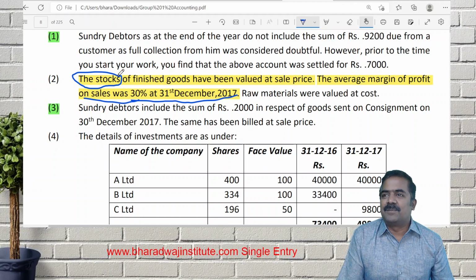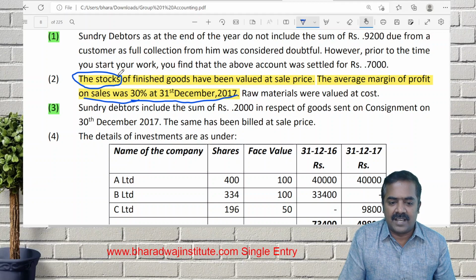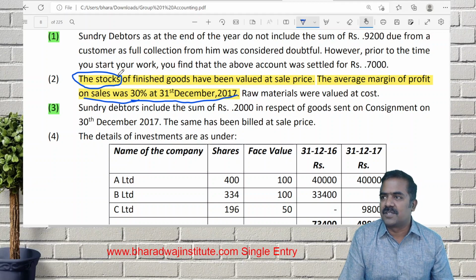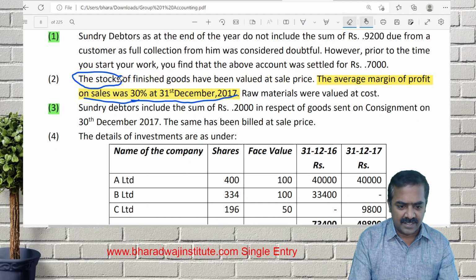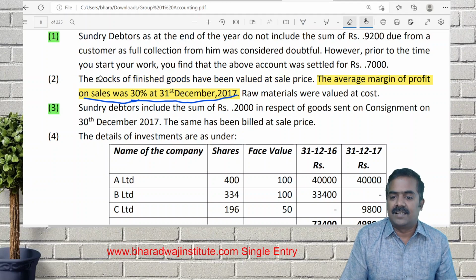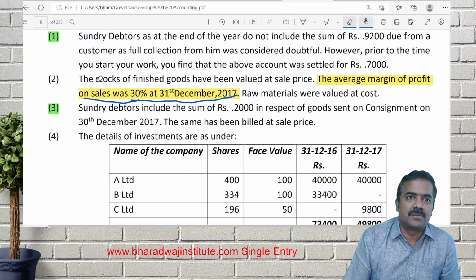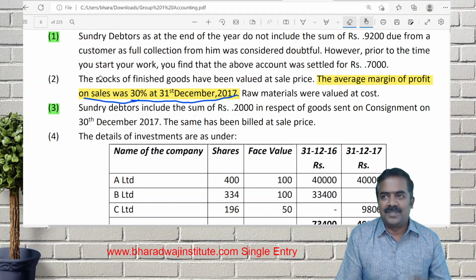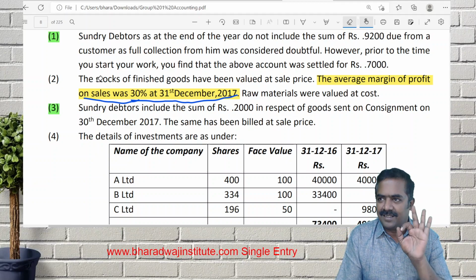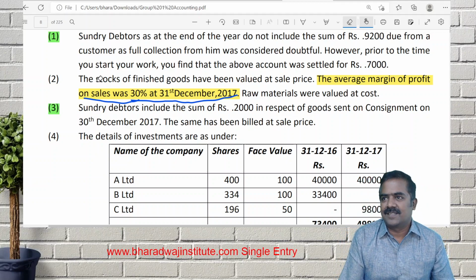Stock. Read the information as on 31st December 2017. Average margin of profit on sales is 30% at 31st December 2017. Ignore the first sentence and read the second sentence. Does this relate to stock? No, they are just telling what the profit margin is: 30%. Both opening as well as closing stock is valued at selling price.